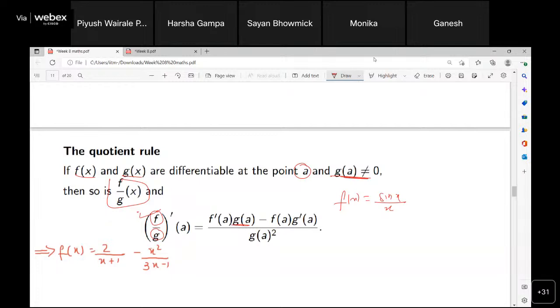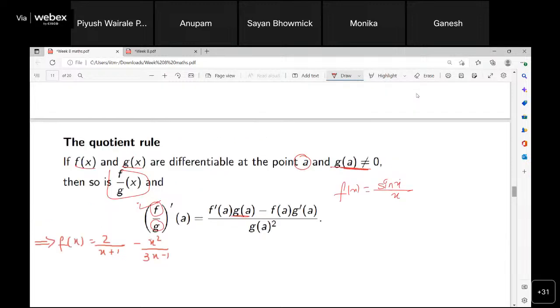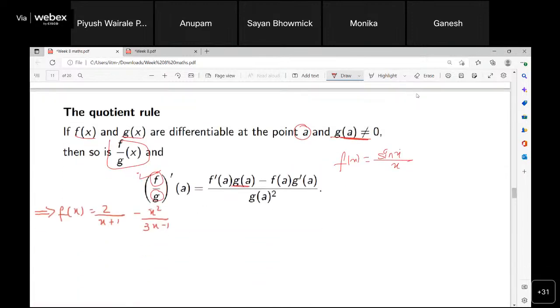Someone raised a hand. Any doubt in this part, in the previous part? Yes, Harshit? No doubt, sir, it was just by mistake. In the current setup, if I take sin x into x raised to minus 1, then I can apply the product rule. Yes, you can apply that rule also, and you will get the same answer. Ideally they should be equal. But I just want to learn how to apply the quotient rule.